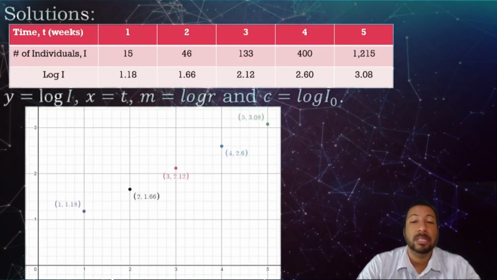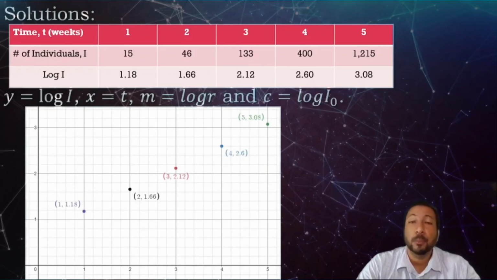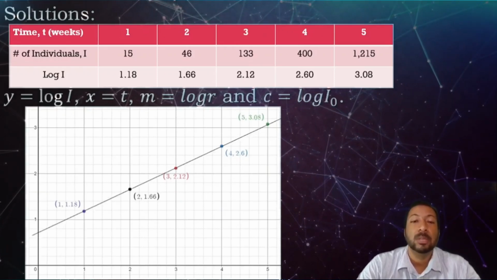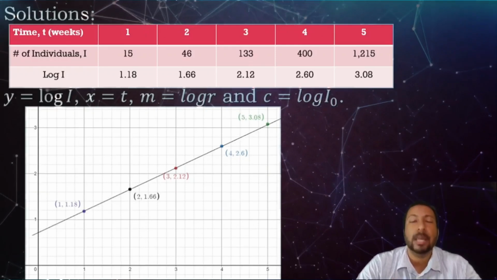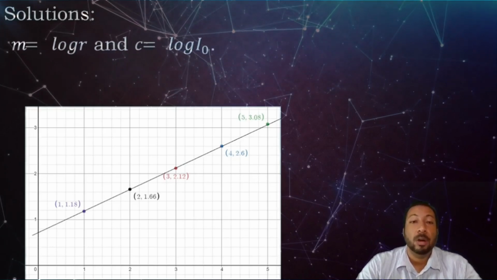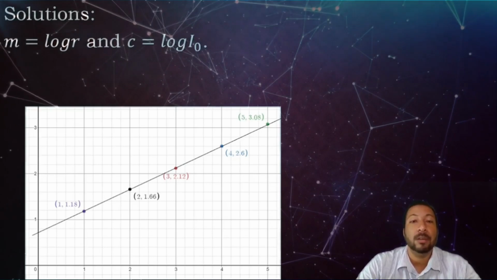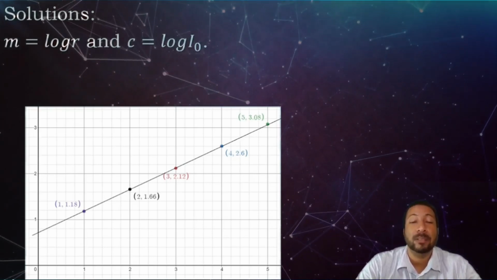Now we plot these values, they appear to line up in a straight line. And if we were to draw our line of best fit, we would indeed see that they do line up in a straight line. So, to find our R value, we would need to find the gradient m, and to find our I naught value, we would have to find the y-intercept value.